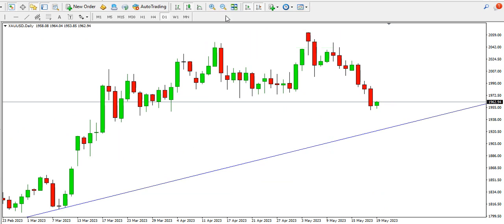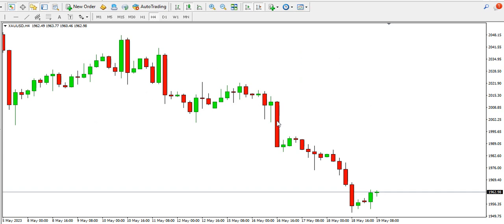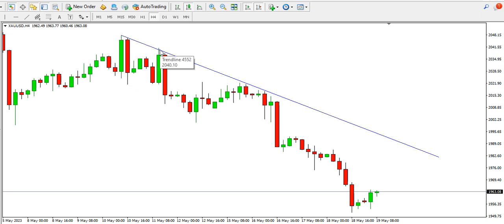Let's take a look at what has happened on the 4-hour time frame. On the 4-hour time frame, we can see that the trend is bearish as price registers a high, a low, a lower high, a lower low, a lower high, a lower low. So as price registers lower highs and lower lows, it is clearly a bearish trend.